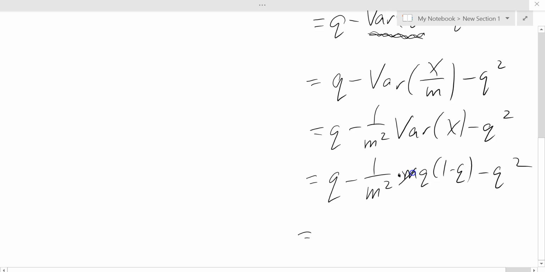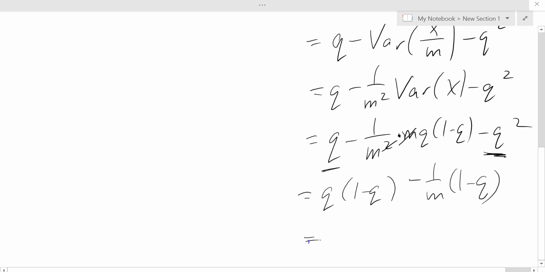So certainly the m on top will cancel with the 1 on the bottom. Notice that our first term and our last term is also a q times 1 minus q, isn't it? So you have q times 1 minus q minus 1 over m times 1 minus q. Or this would be m minus 1 over m times 1 minus q.